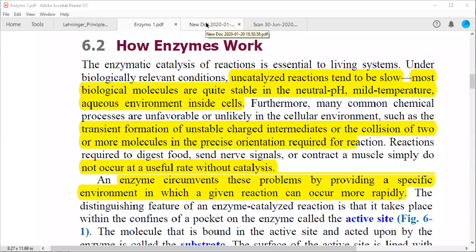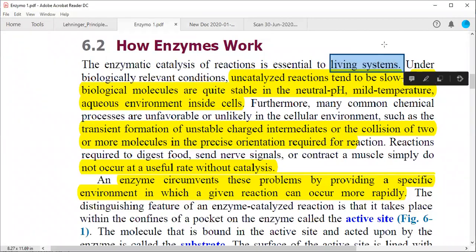I will discuss some of the enzymes which are able to enhance the rate of reaction unexpectedly. There are a few examples, but it is true for all enzymes that they are able to increase the rate of catalysis so that these reactions can happen within no time. So enzymatic catalysis of reactions is essential to the living system. We need these enzymes so that we can catalyze some of the metabolic reactions so that we can get energy at least.